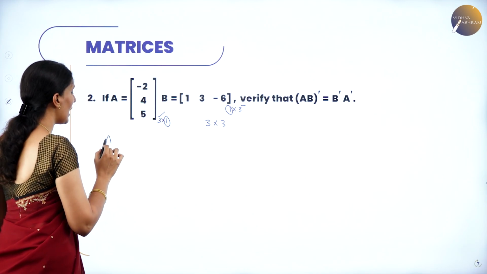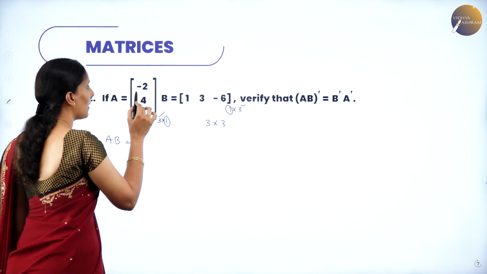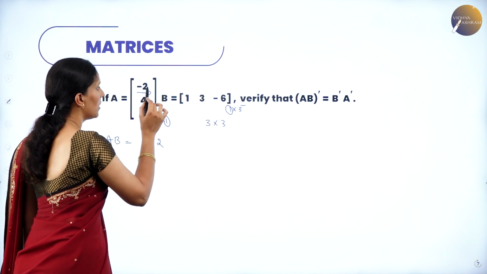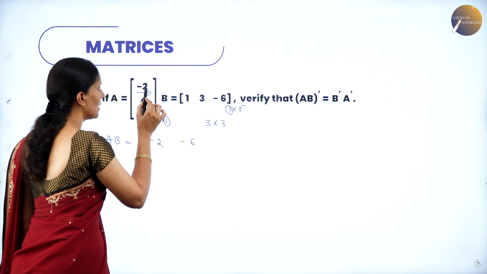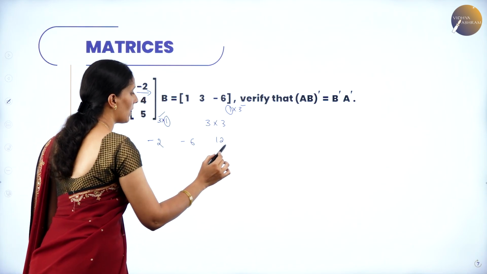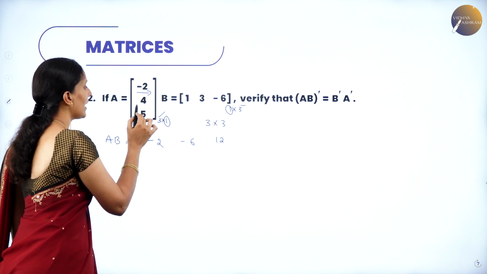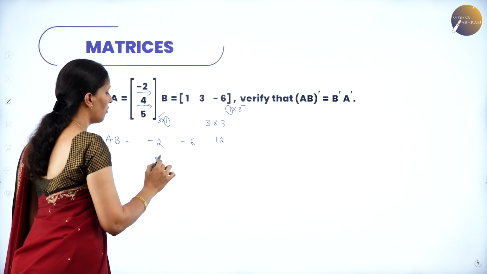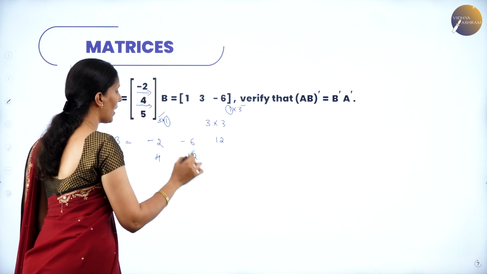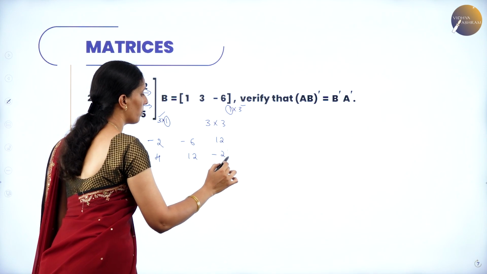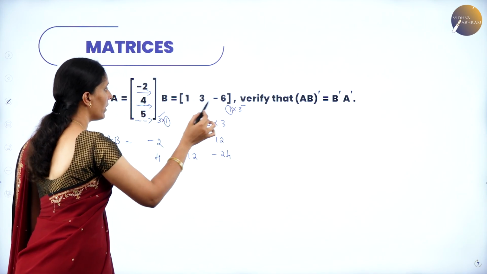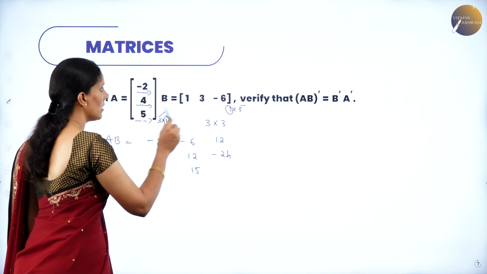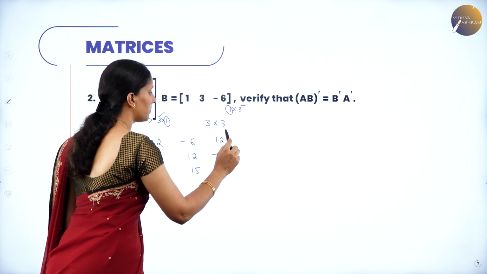So let's take AB now. Let's multiply the first row with all the columns. Minus 2 into 1, minus 2. Minus 2 into 3, minus 6. Minus 2 into minus 6, plus 12. So this is done. Next, second row with respect to the 3 columns. 4 ones are 4. 4 threes are 12. 4 sixes are 24, minus 24. Next, the last row with the 3 columns. 5 ones are 5. 5 threes are 15. 5 into minus 6, minus 30.